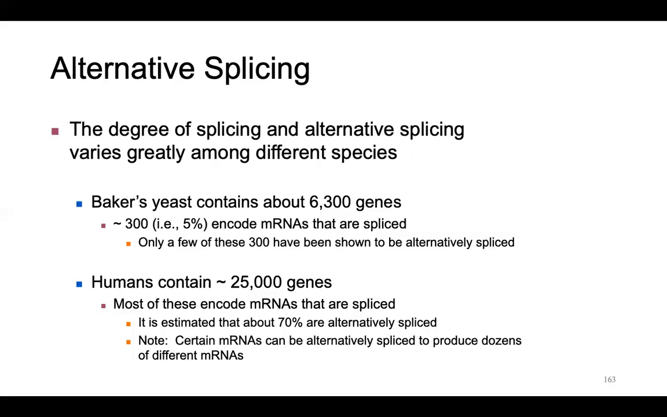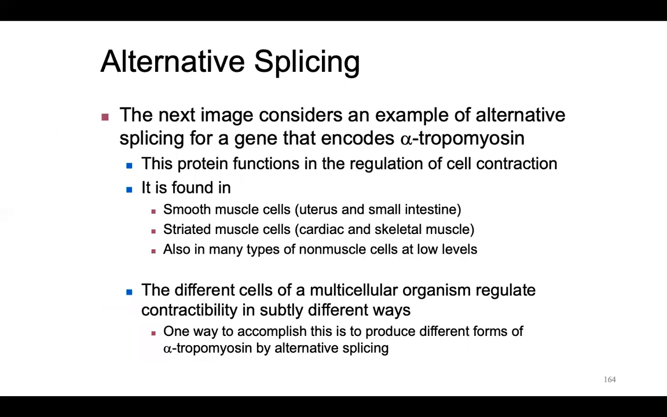Humans contain around 25,000 genes. Most of these encode mRNA that are spliced, and it is estimated that about 70% are alternatively spliced. Now, certain mRNAs can be alternatively spliced to produce dozens of different mRNAs.